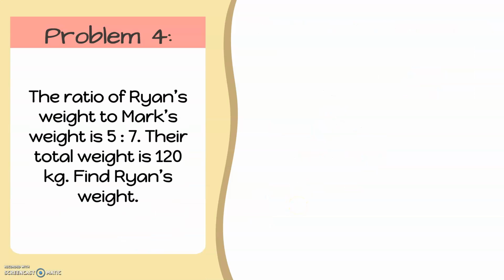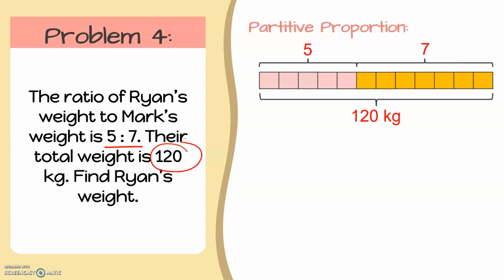Let's try our fourth problem. The ratio of Ryan's weight to Mark's weight is 5:7. Their total weight is 120 kilograms. Find Ryan's weight. So we are given here a ratio and a total. Therefore, we are dealing with a partitive proportion. According to the problem, the 120 kilograms is divided to Ryan's and Mark's weight in the ratio 5:7. Since Ryan was mentioned first, the 5 parts is for Ryan and the 7 parts is for Mark.